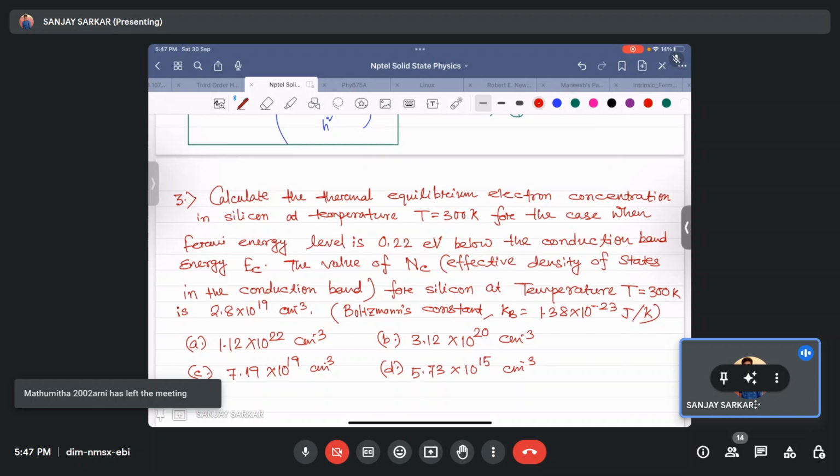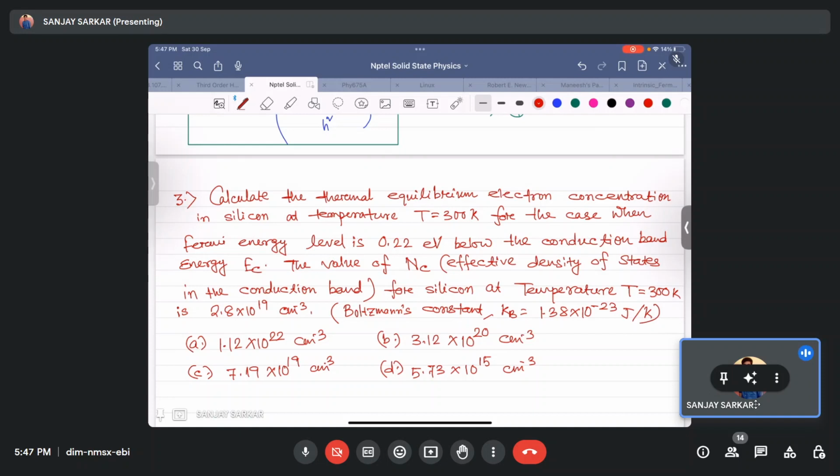So the question is: calculate the thermal equilibrium electron concentration in silicon at temperature T equal to 300 Kelvin for the case when the Fermi energy level is 0.22 electron volt below the conduction band energy EC, and the value of NC, which is also known as the effective density of states in the conduction band for silicon at T equal to 300 Kelvin, is given.